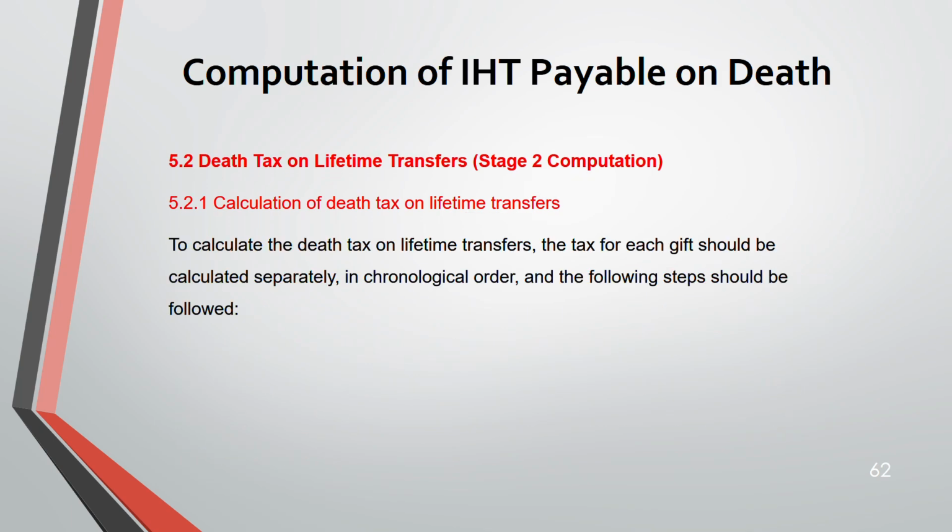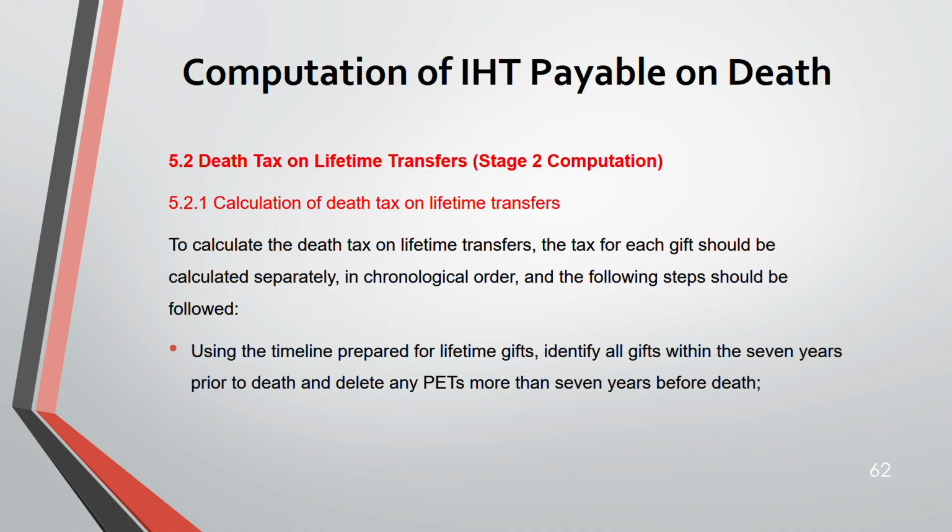Now, so calculate the death tax. The tax for each gift should be calculated separately. Following steps should be followed. First, use the lifetime computation prepared for lifetime gifts. Identify all the gifts within 7 years before death. Delete any PET more than 7 years before death. If you are having any PET which is more than 7 years, they are exempt after death. So ignore them.